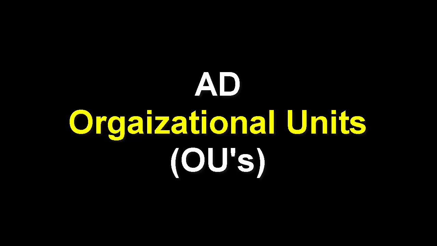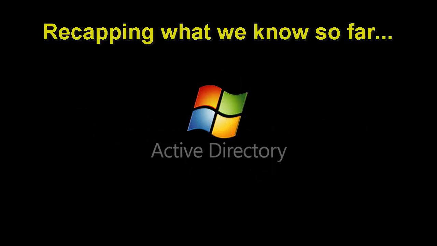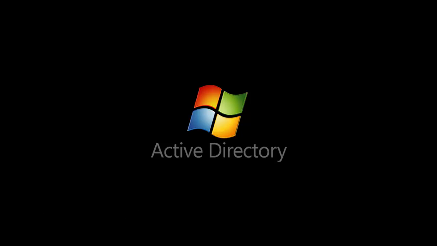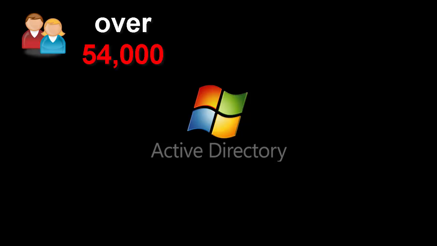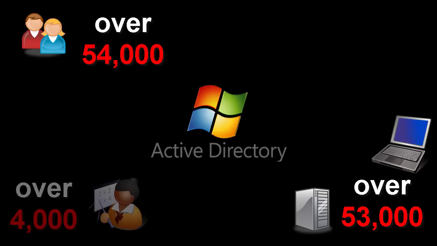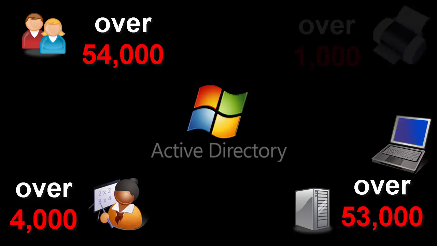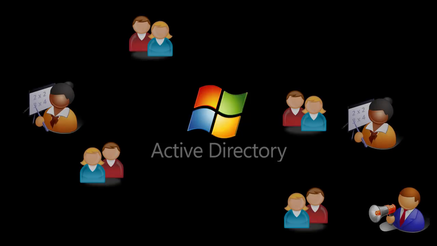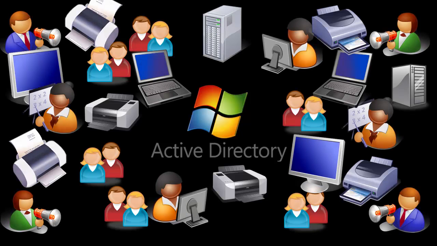Organizational units. Recapping what we know so far, Active Directory is a database of objects which allows us to manage those objects. The school system needs to support a huge amount of objects. We need to support over 54,000 users, 53,000 computers, over 4,000 teachers, and over 1,000 printers, and all of those objects done efficiently and simultaneously. Without Active Directory, what we very quickly realize we have is a royal, unmitigated mess.